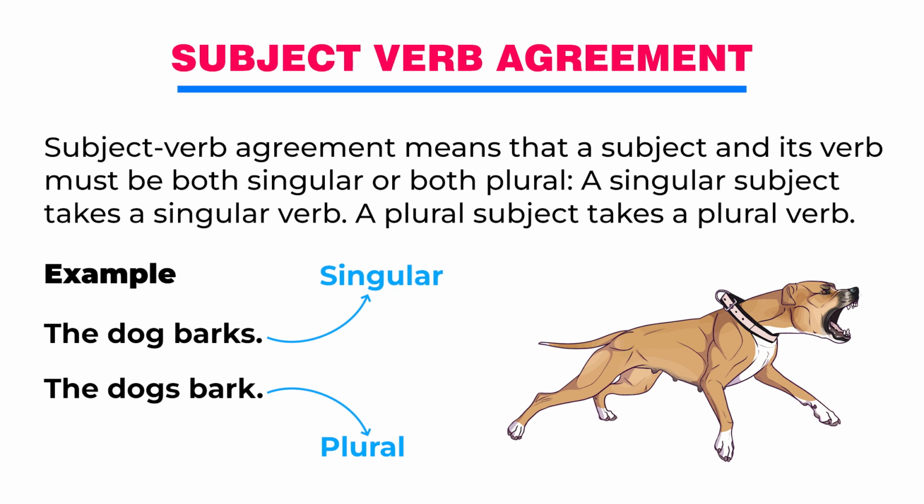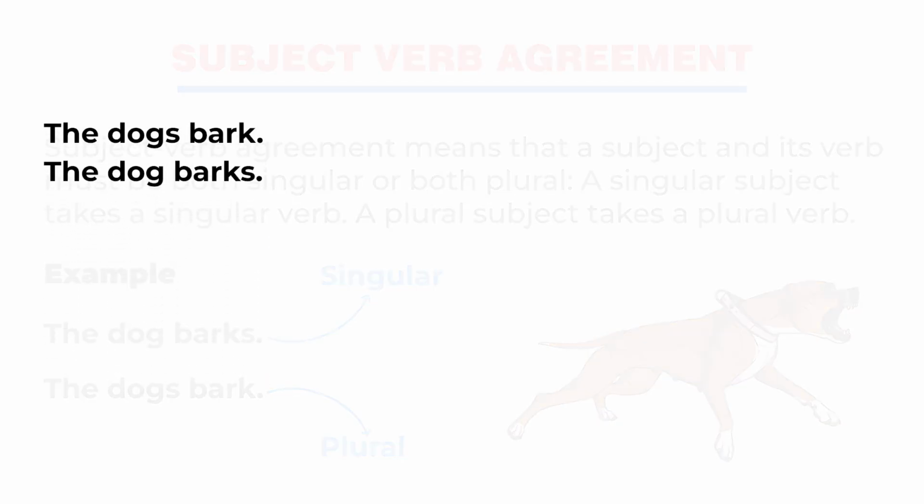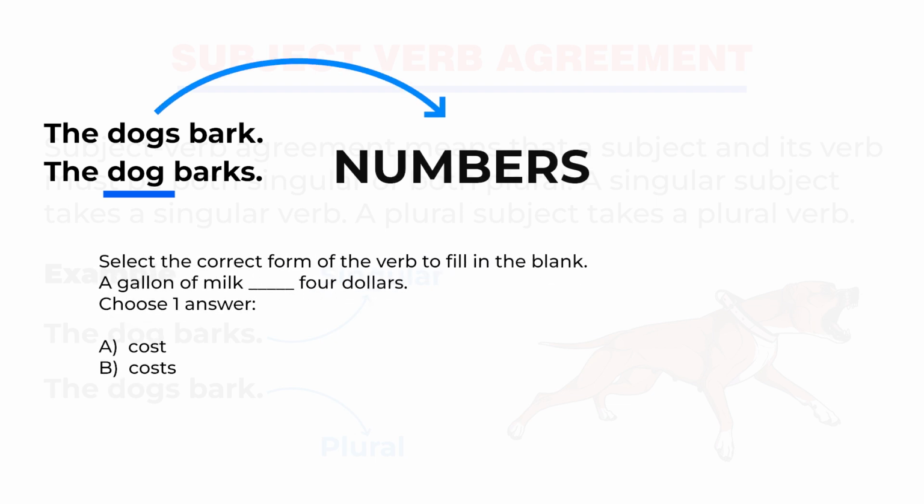Here is a simple trick to avoid subject-verb agreement mistakes. Always identify the subject of a sentence and ensure that the verb matches it in number. So practice identifying subjects and verbs in sentences to improve your accuracy.